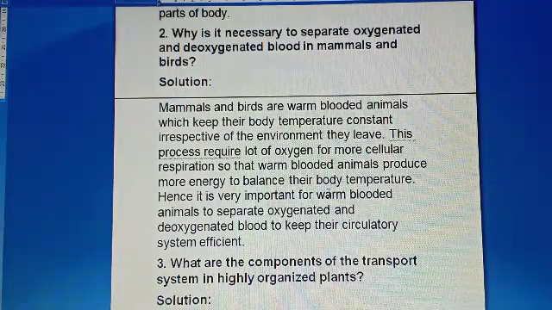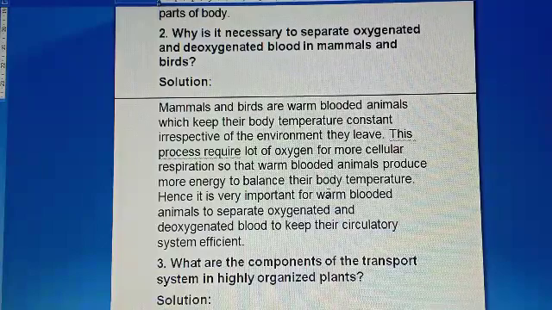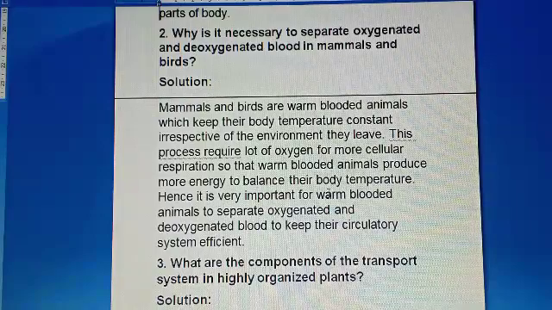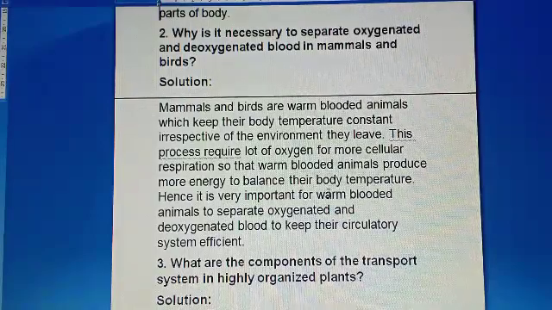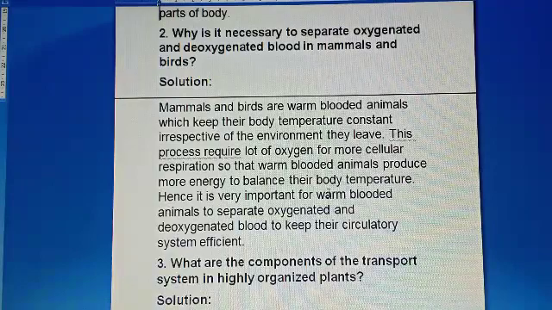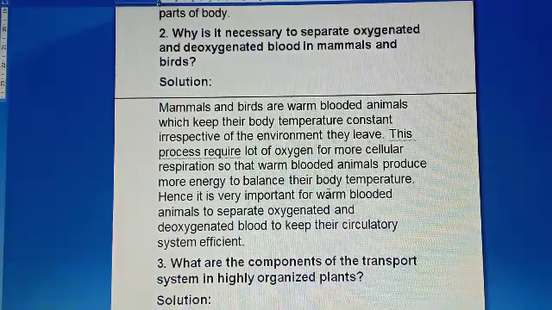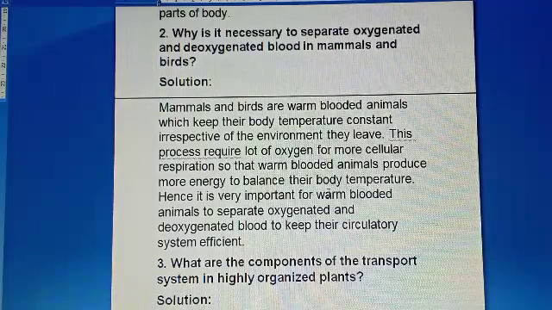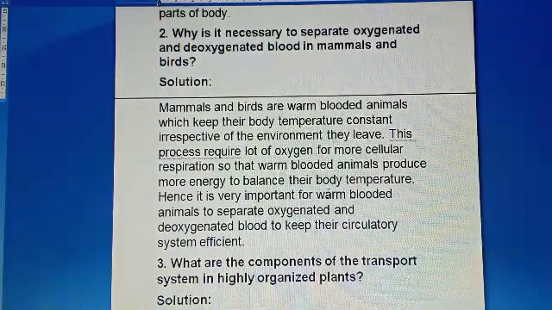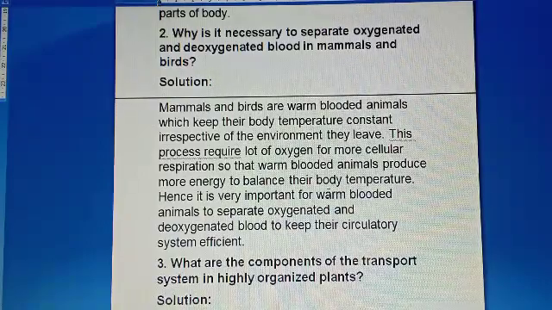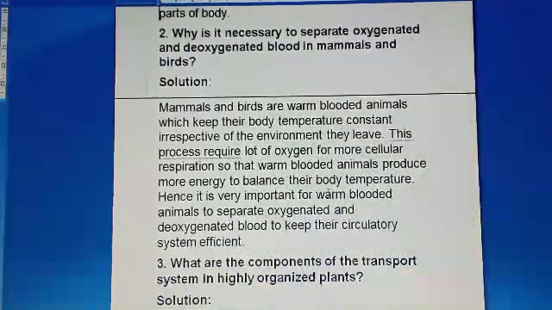We already studied in the respiration process. Whatever the nutrition is there, when oxygen is mixed with the nutrition, then the energy is released. So we need oxygen. Hence, it is very important for a warm-blooded animal to separate the oxygenated and deoxygenated blood to keep their circulatory system efficient. Let's see the next question.